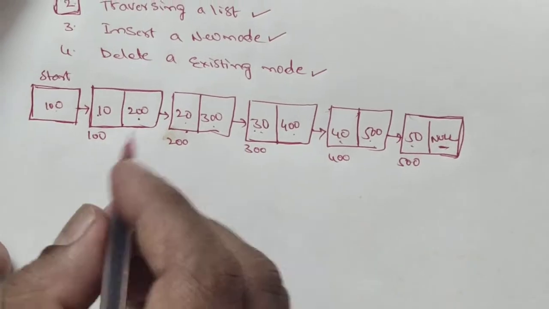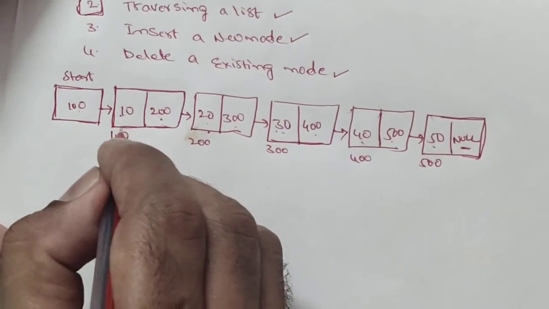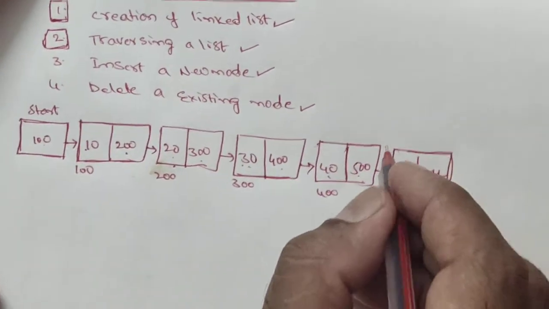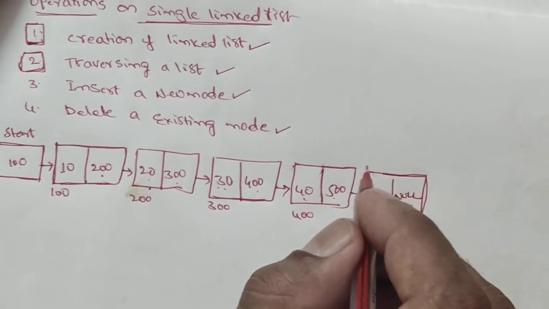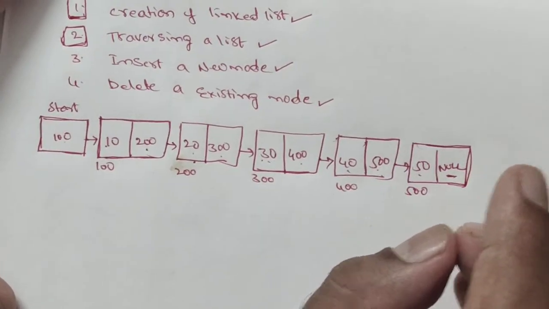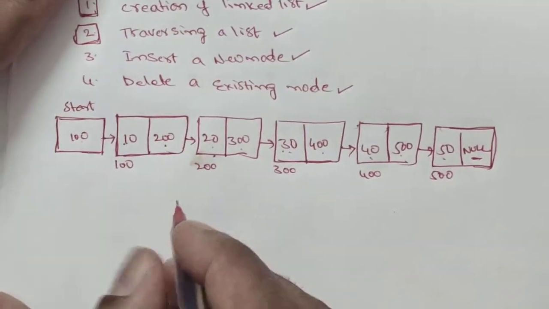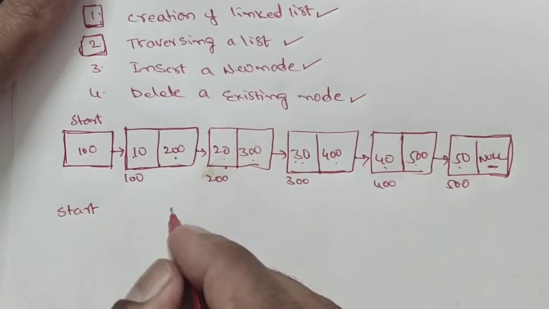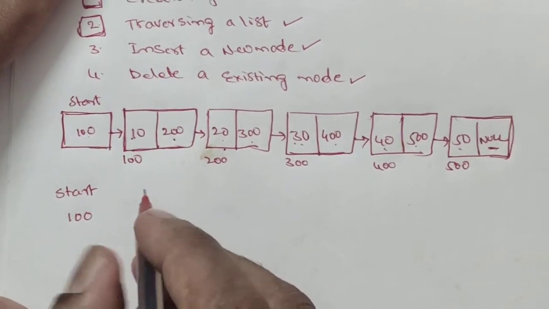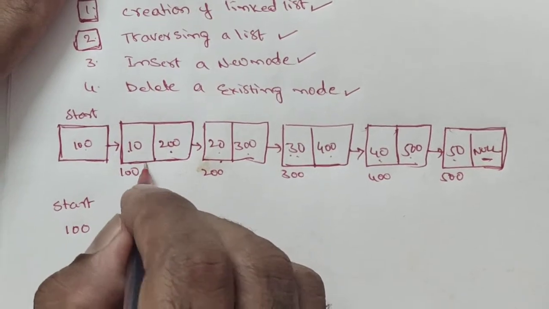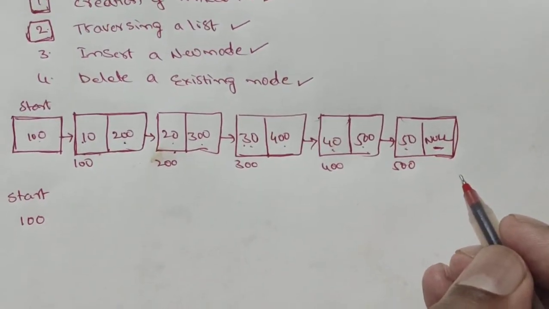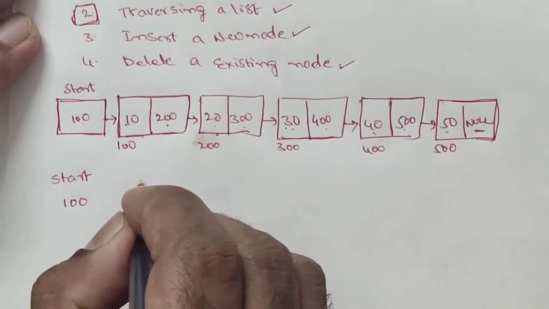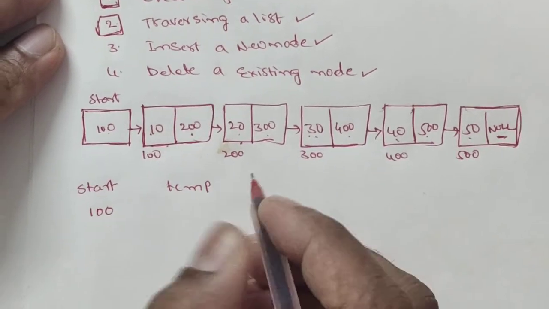Traversing means we start at the first node and reach up to the last node, and we visit each and every node at most once. That means only once. For that reason, I am going to consider two variables. The start is already available and its value is 100, but as we go from first to last, we are not going to move the start value. So for that reason I am going to consider a temporary variable, temp.